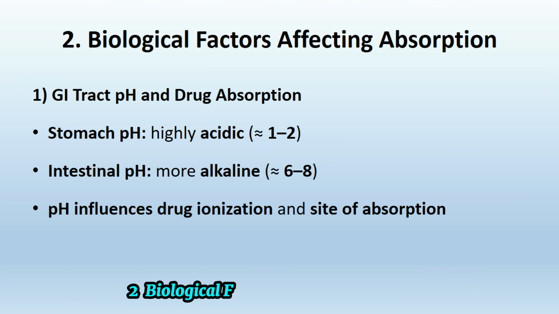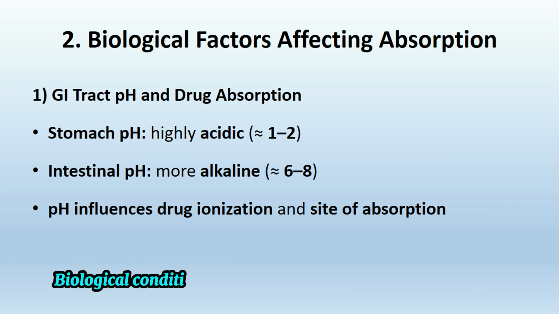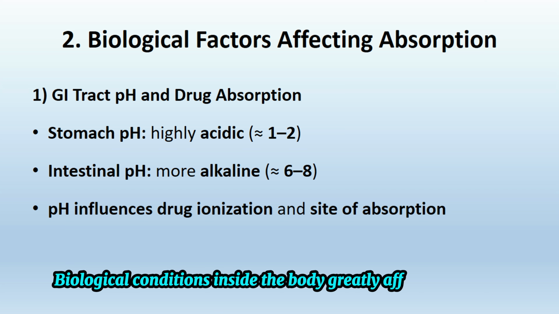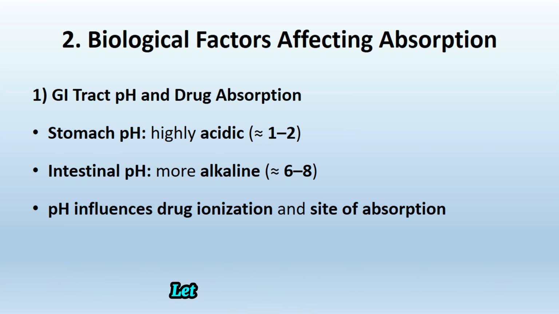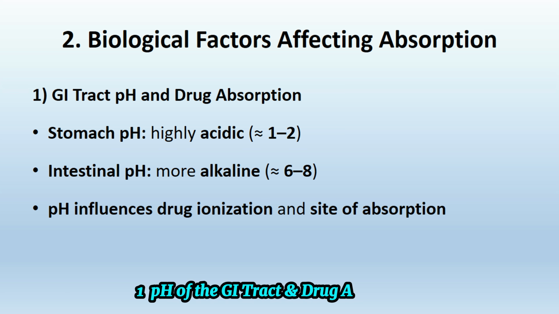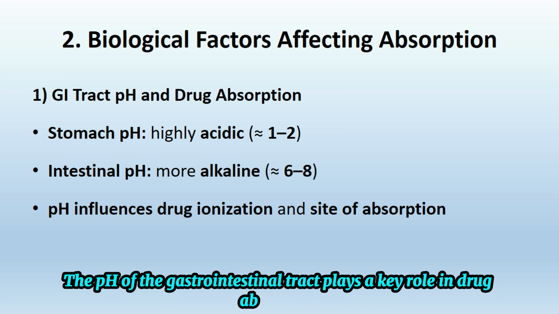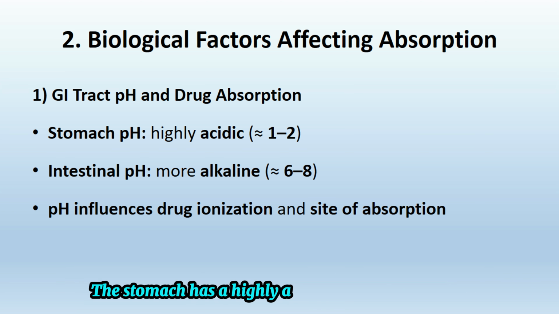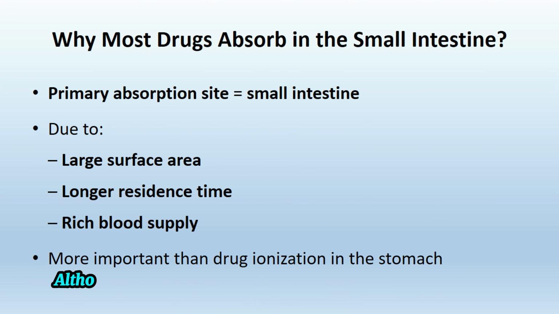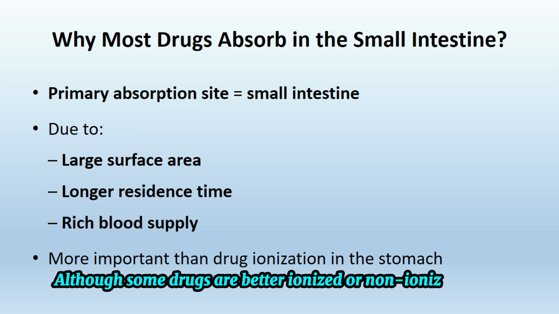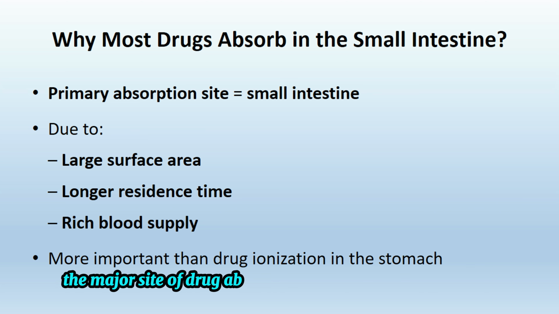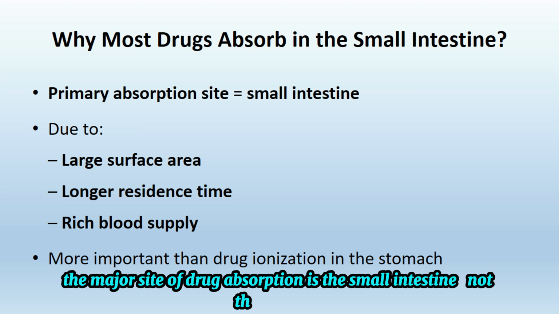2. Biological factors affecting absorption. Biological conditions inside the body greatly affect how drugs are absorbed. Let's explore them one by one. 1. pH of the GI tract in drug absorption. The pH of the gastrointestinal tract plays a key role in drug absorption. The stomach has a highly acidic pH of around 1 to 2, while the intestines are more alkaline, ranging from pH 6 to 8. Although some drugs are better ionized or non-ionized in the stomach, the major site of drug absorption is the small intestine, not the stomach.